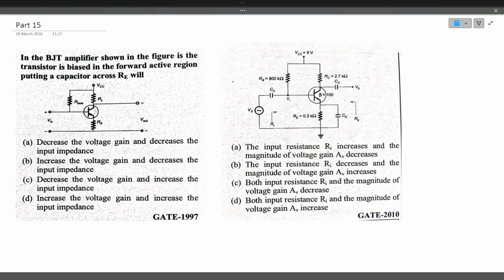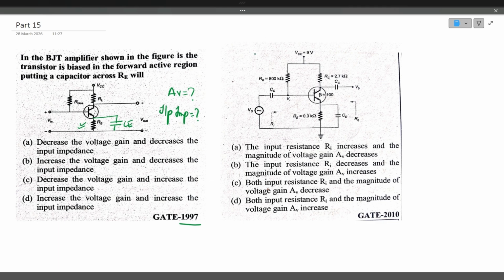Now let's see the first question. In the BJT amplifier shown in the figure, the transistor is biased in the forward active region. Putting a capacitor across RE: here in the circuit there is no capacitor across the emitter resistance. So if we place a capacitor across the emitter resistance, that is CE, what is going to happen? What will happen to the voltage gain? And what will happen to the input impedance? This is what the question is. This question was asked in GATE 1997.